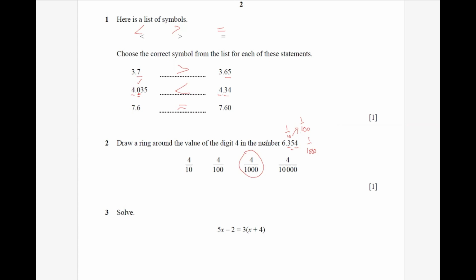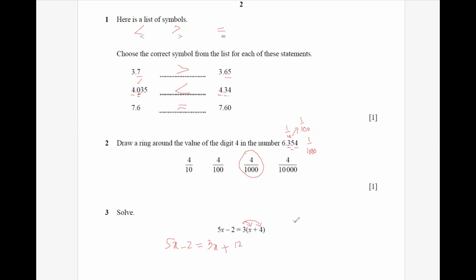Okay, then solve 5x minus 2 equals to 3 times x plus 4. Solving it out, this is a linear equation, so we can simplify it. 5x minus 2 is equal to 3x plus 3 is to be multiplied with both of these terms. This is the distributive property that is being applied over here. So 3 4s are going to be 12.